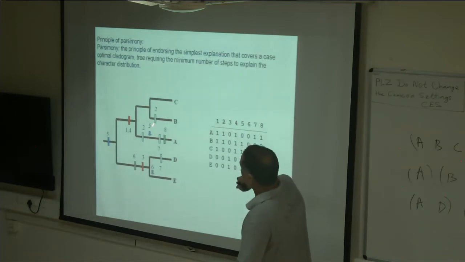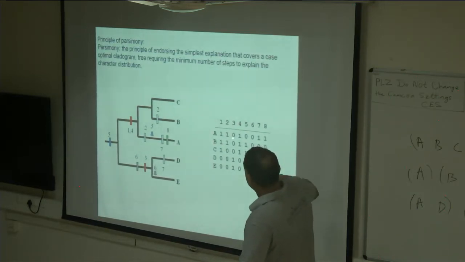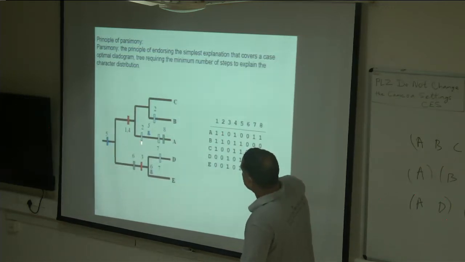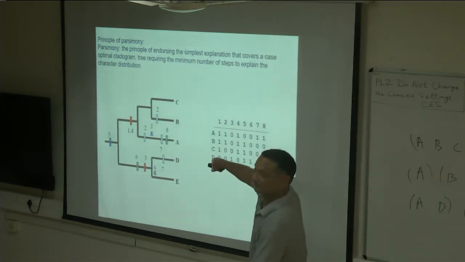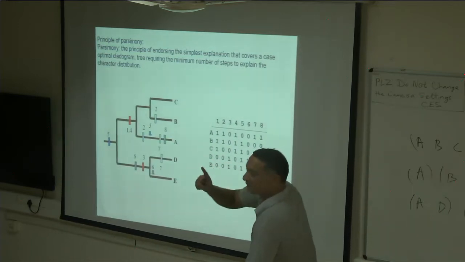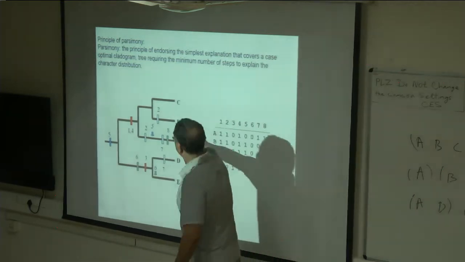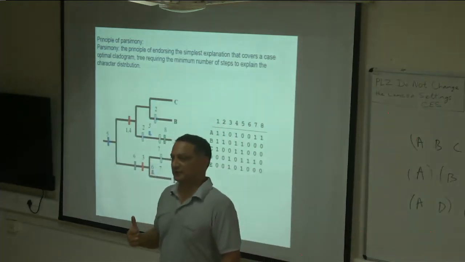But here, they are not together, right? But they share a character. So it's probably independent acquisition of the same character given this tree. So that's where one extra step has come. So what you do is you flip it and then you get a better tree and you say, hey, that's a more parsimonious tree.